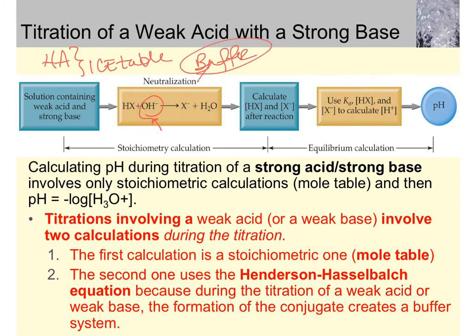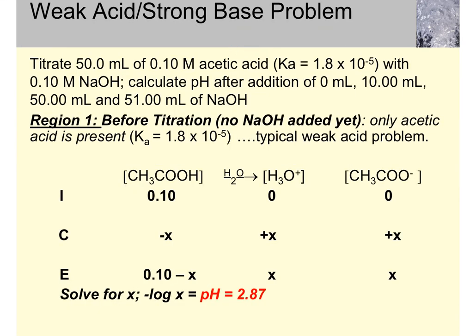And so that'll be a two-step calculation. The first calculation will be a stoichiometric one, where you're just figuring out the moles of the weak acid that you have left, as well as the moles of its conjugate base that you've created from the titration. Once you know the moles of the conjugate pairs, you can then, in step 2, use the Henderson-Hasselbalch formula to calculate pH. So let's work through some examples.